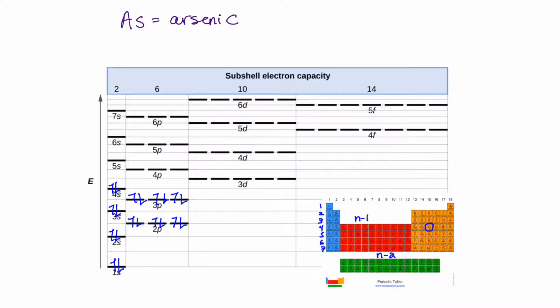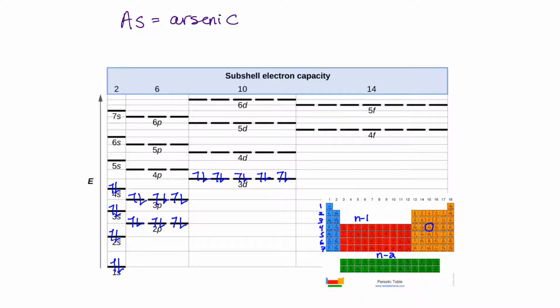Okay, and then we have 1, 2, 3, 4, 5, 6, 7, 8, 9, 10. Okay, which makes sense because we have 5 D orbitals that can each get 2 electrons, so that works perfectly. So we'll put our 10 D electrons in there. Again, don't double them up until you've half filled all of them.